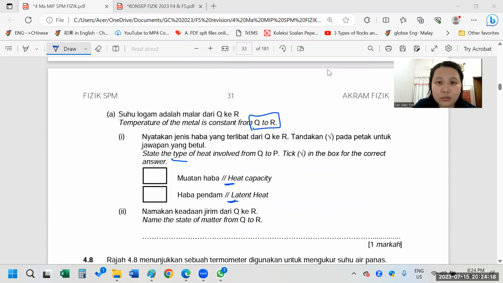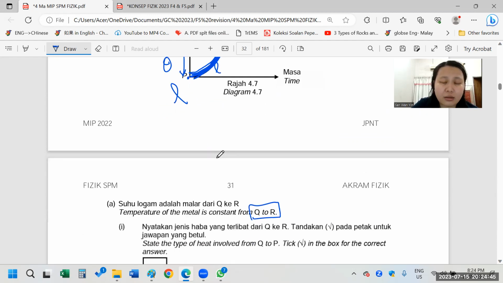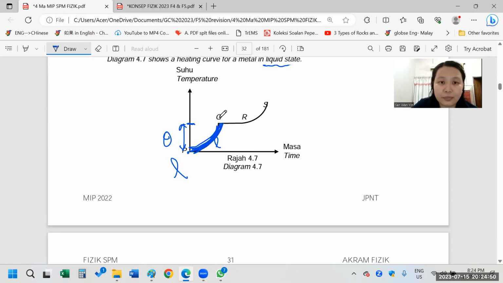Cancel. Okay, so what is the heat involved from Q to P? What is the heat involved? Here, there are changes of temperature. What kind of heat is it? From P to Q, what kind of heat is it?